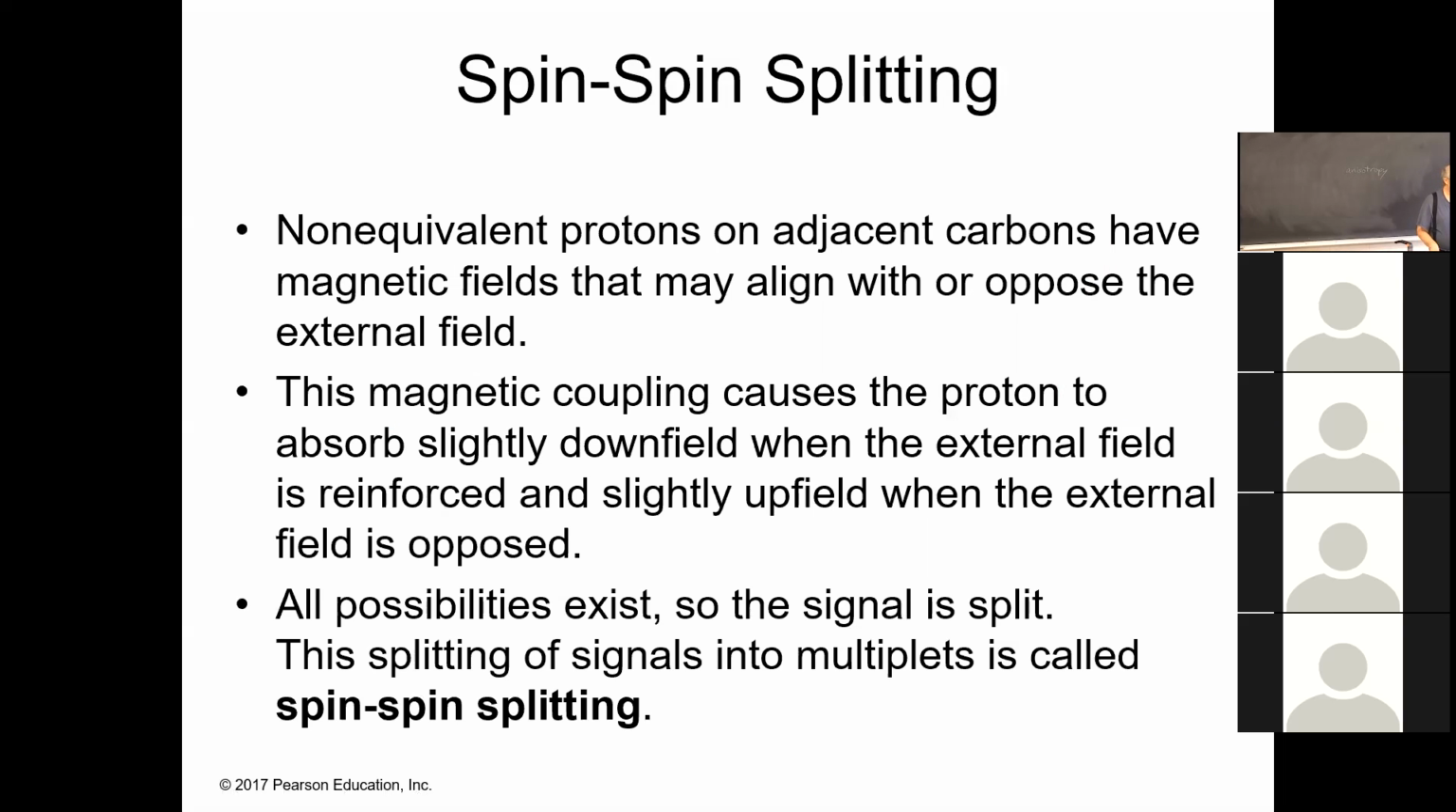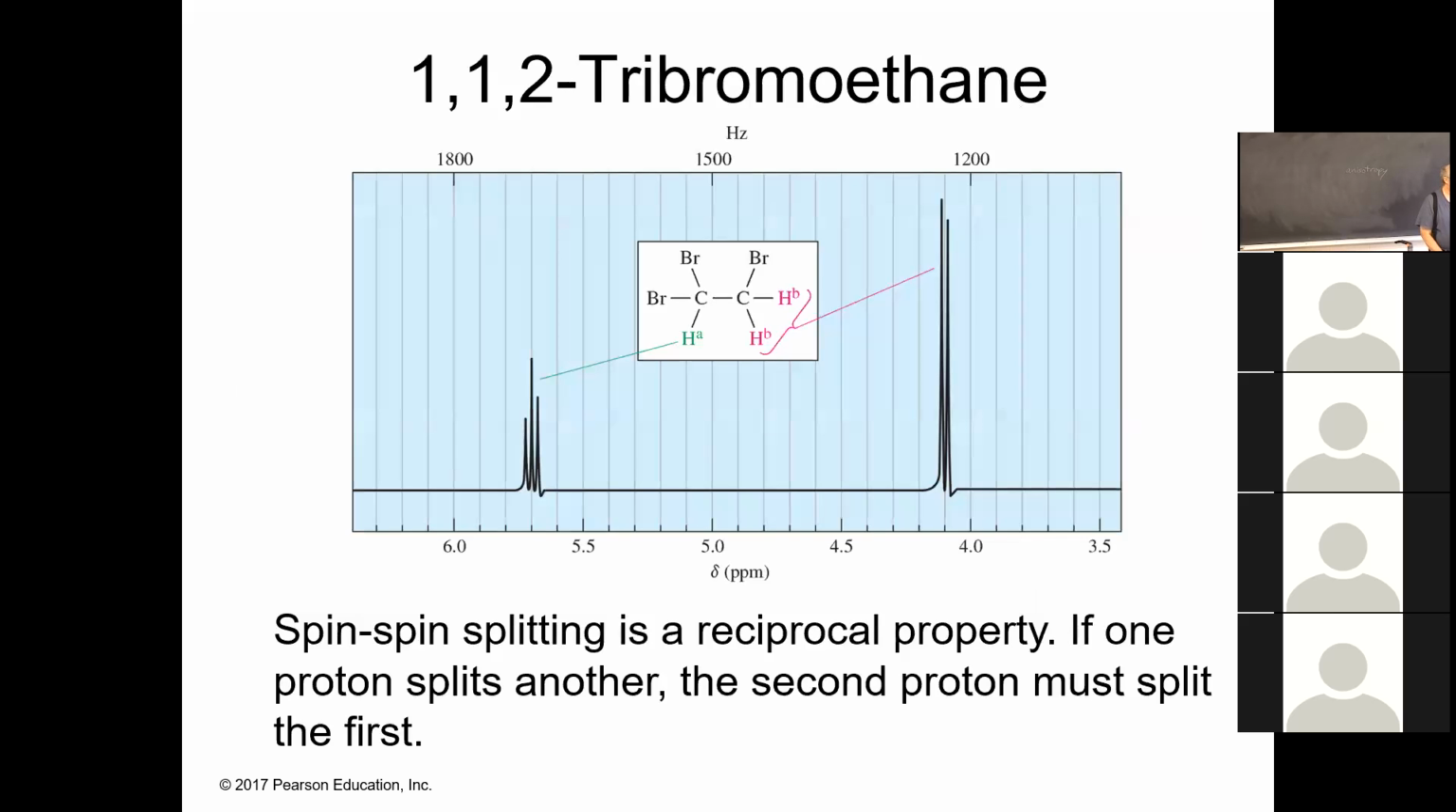Right, non-equivalent protons on adjacent carbons have magnetic fields that may align with or oppose the external field. Okay, this magnetic coupling causes the proton to absorb slightly downfield when the external field is reinforced, slightly upfield when the external field is opposed. All possibilities exist, so the signal is split. This is called spin-spin splitting. Okay, it might seem to make things more complicated, but it actually provides some really useful information.